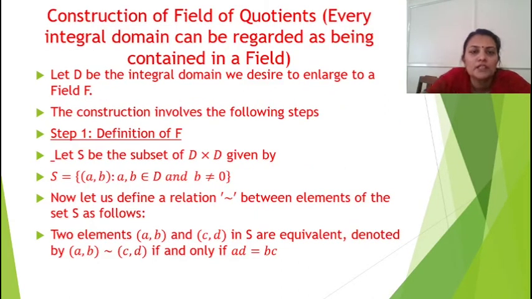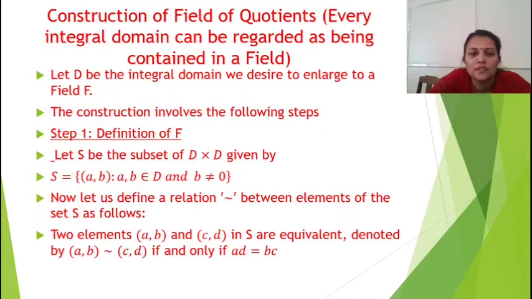Now, the construction of the field of quotients. Every integral domain can be regarded as being contained in a field. For that, we have 4 steps. The first 2 steps are demonstrated today. Let D be the integral domain we desire to enlarge to a field F. The construction involves the following steps. In step 1, we are defining F.